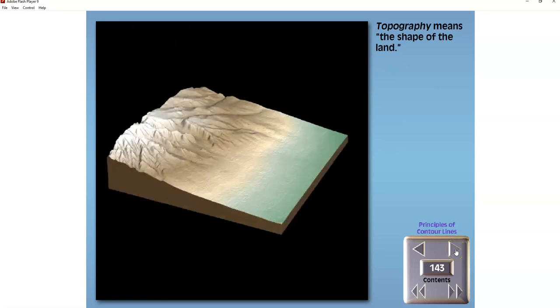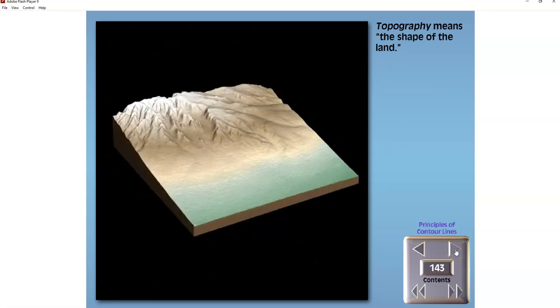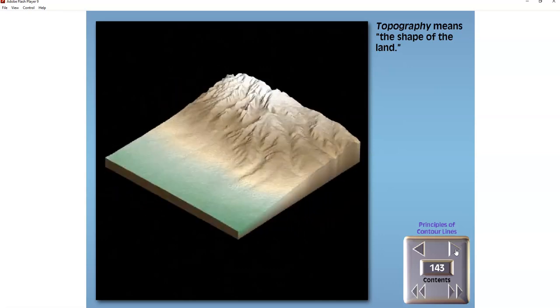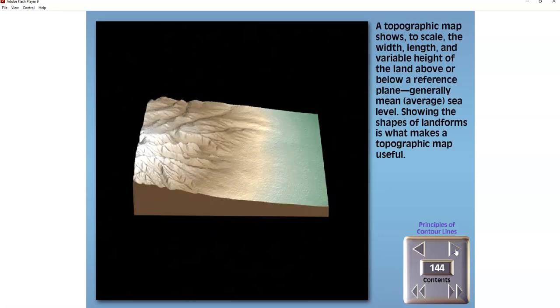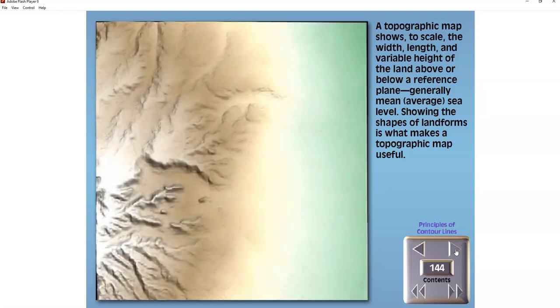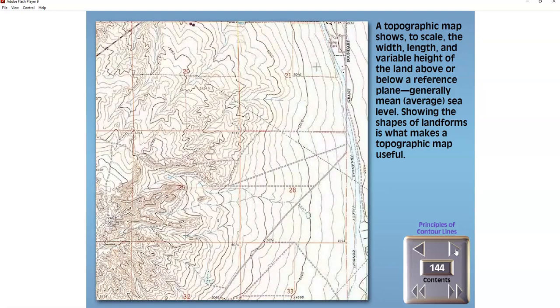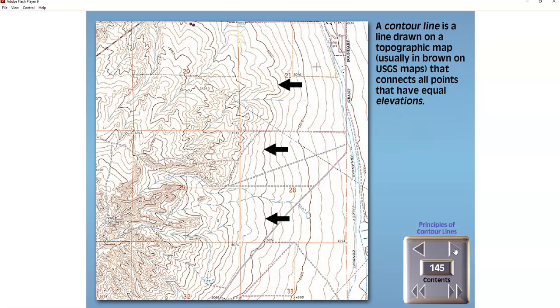Topography means the shape of the land. A topographic map shows to scale the width, length, and variable height of the land above or below a reference plane, generally mean sea level. Showing the shapes of landforms is what makes a topographic map useful. Sea level is always going to be 0 feet, 0 meters. A contour line is a line drawn on a topographic map that connects all points that have equal elevations.